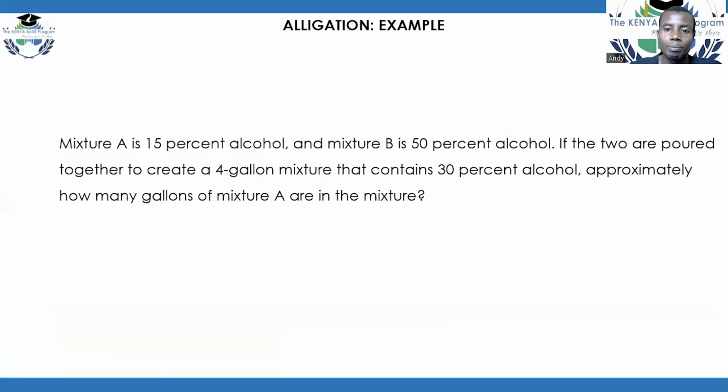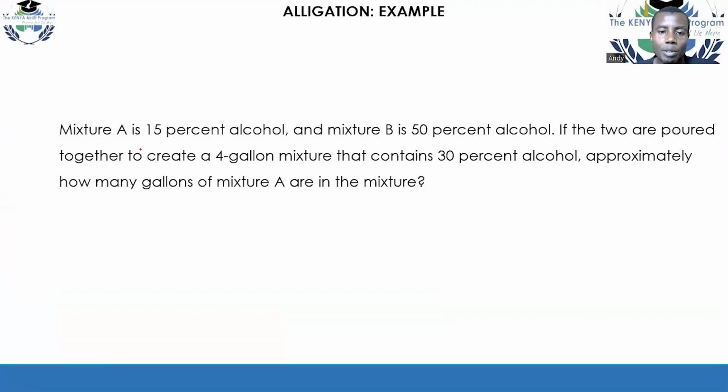Let's look at another example. This one here, we have mixture A is 15% alcohol and mixture B is 50% alcohol. If the two are poured together to create a 4-gallon mixture that contains 30% alcohol, approximately how many gallons of mixture A are in the mixture? So in this case, the higher percentage is 50, so we'll have 50 here. The lower percentage is 15. The final one is 30. So setting this up, we'll have 30 minus 15, which is 15, of course. Then here we'll have 50 minus 30, which is 20, of course.